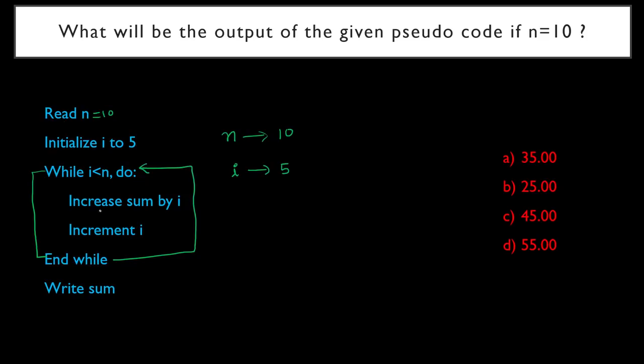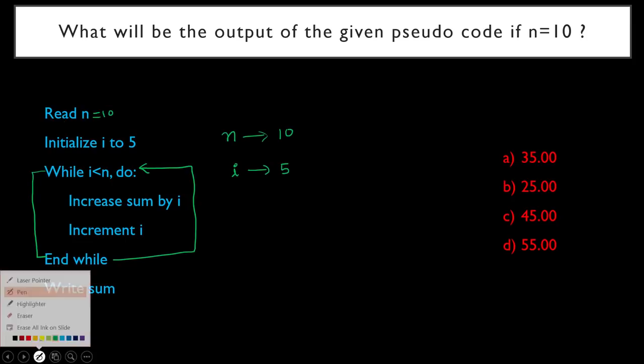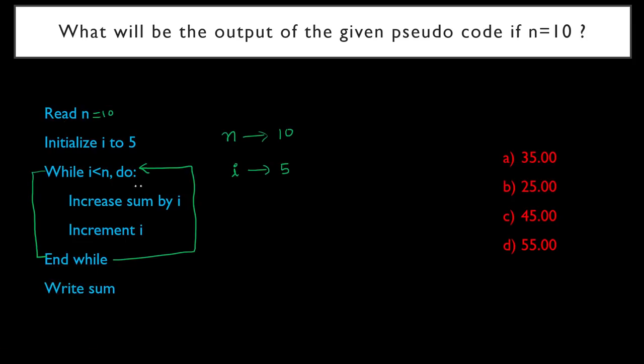So while I is less than n, what is the value of I? The I value is 5. 5 is less than n, and n is 10, so this is true. The first time it became true, so it will go inside since it is true. Then it will go from here till here and go back to condition checking. Increase sum by I. So sum is a variable.